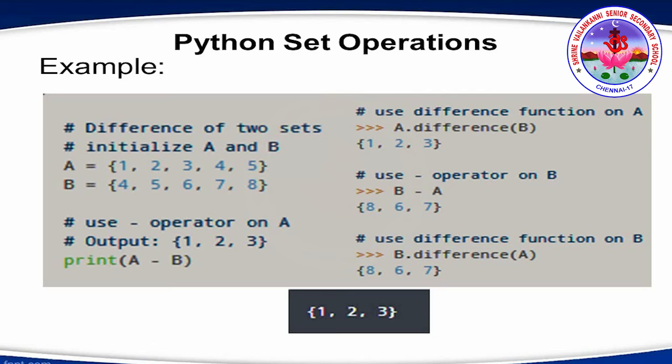Print of A minus B will give 1, 2, 3. So in A minus B, the elements which are found in B, which are also in A, will be ignored and only the distinct elements of A will be displayed: 1, 2, 3. You can also write this as A dot difference of B, which will display 1, 2, 3. But B dot difference of A will give a different result, because it will ignore the common elements and give the elements which are there inside B. So it will display 8, 6, 7. That is the difference between A dot difference B and B dot difference A.